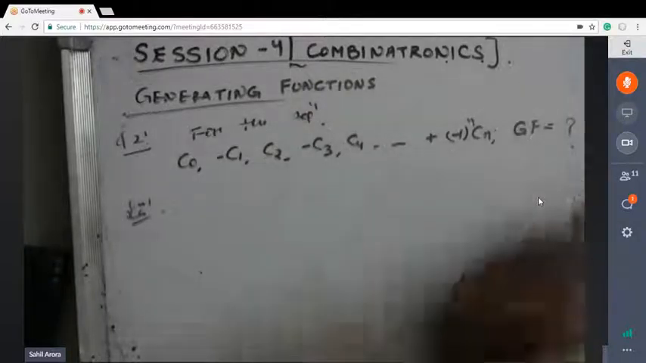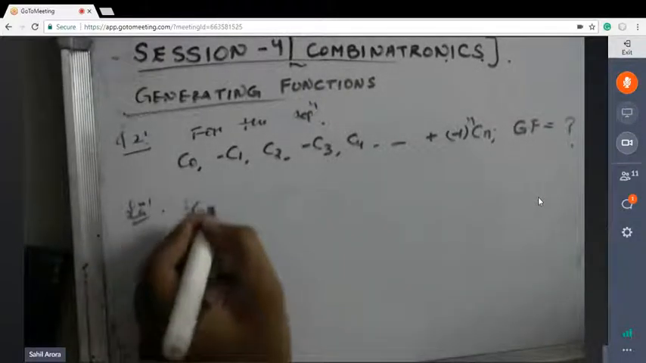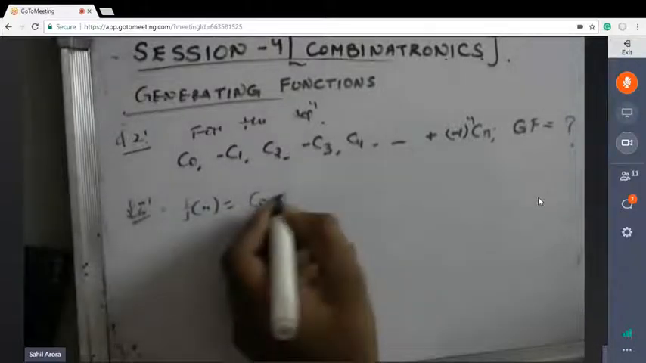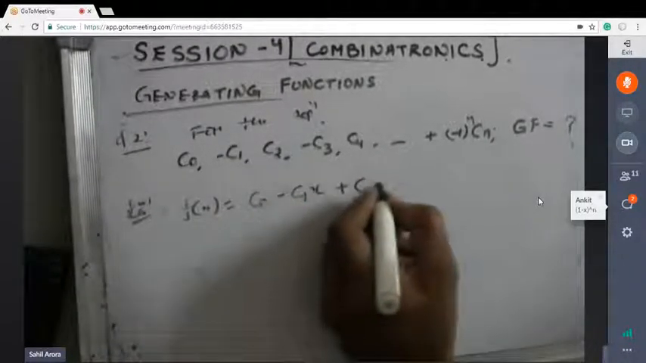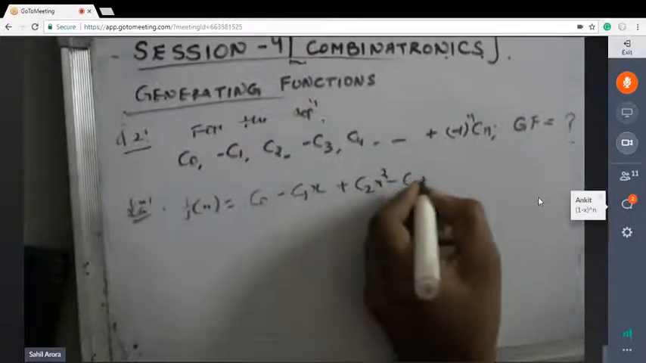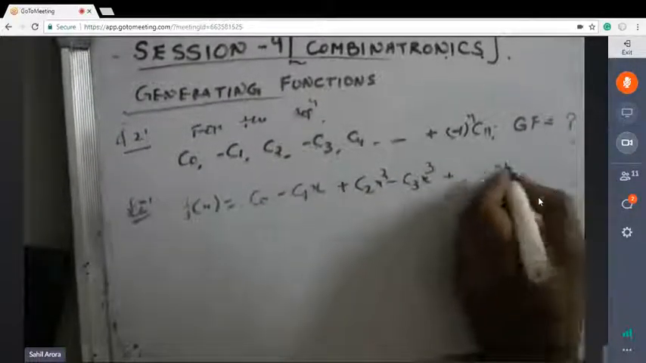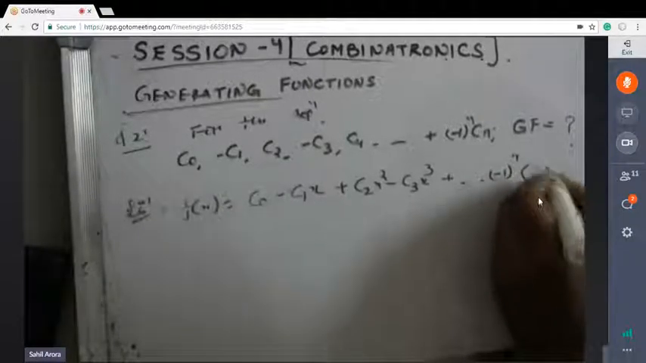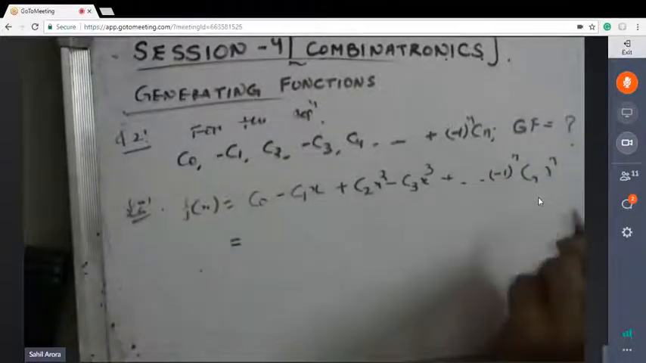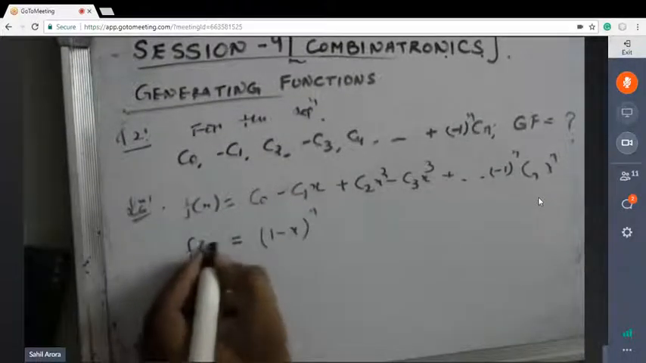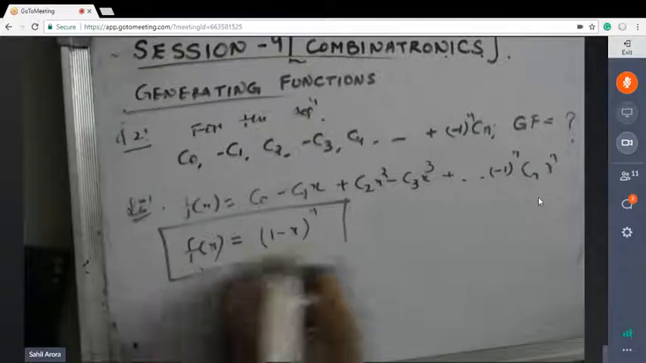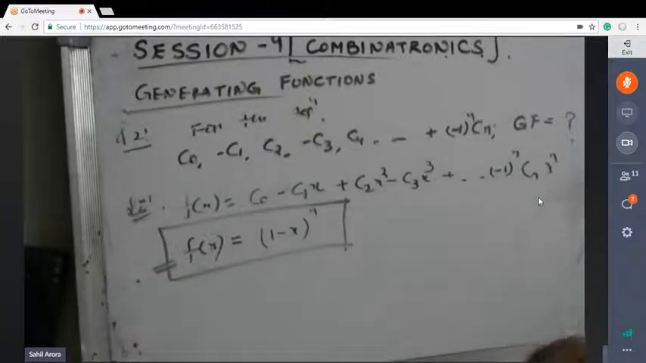Okay. So again, it's very simple. Let's denote the generating function by f(x). Pick up the first term, then take the second term, multiply with x. Pick up the next term, multiply with x square. Pick up the next term, multiply with x cube, so on up to (-1)^n C_n x^n. Now, this is nothing but the binomial expansion of (1 - x)^n. So the answer for this question becomes (1 - x)^n. Simple, right? Okay. Let's jump over to the next part.